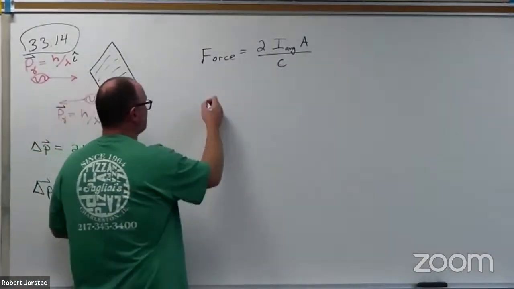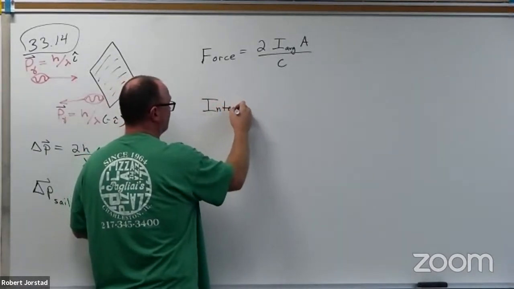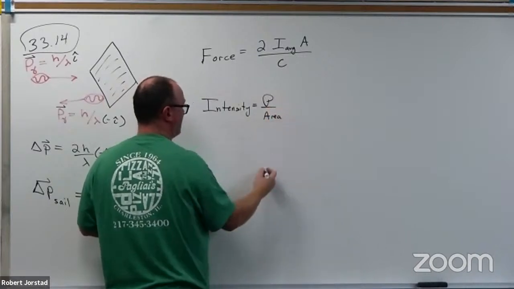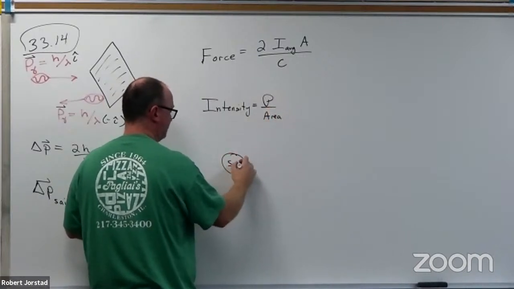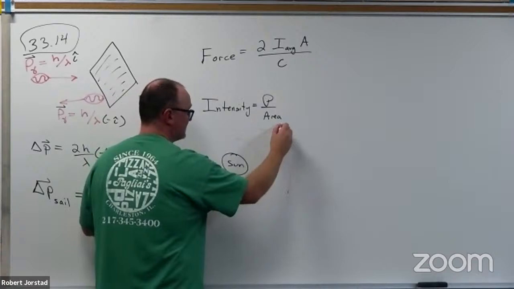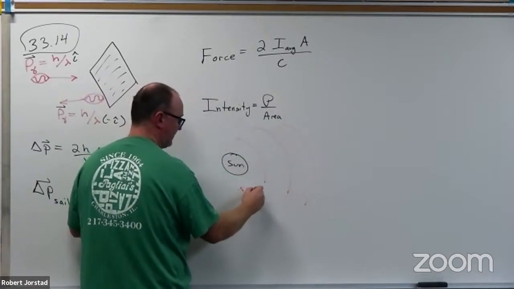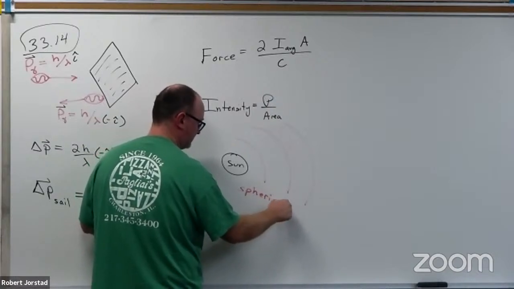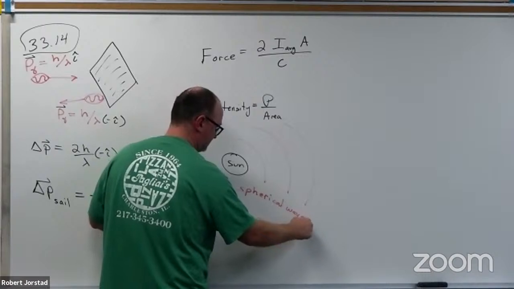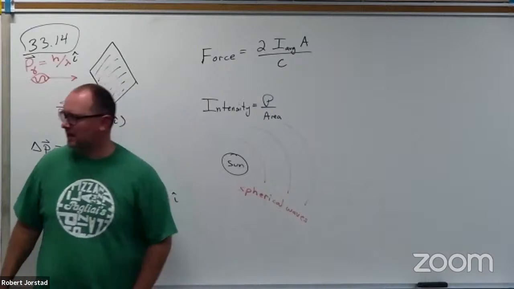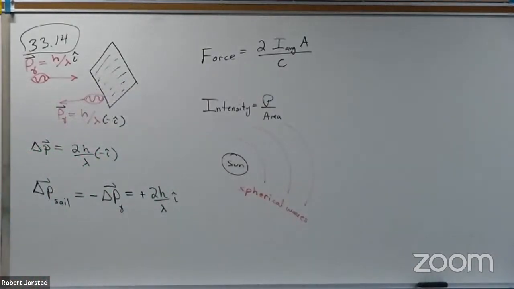Well, I know intensity equals power over area. So the idea, if this is the sun, I can expect these waves are going to spread out. Now, keep in mind, these are not plane waves. These are spherical waves. All right. The light from the sun is spreading out spherically.